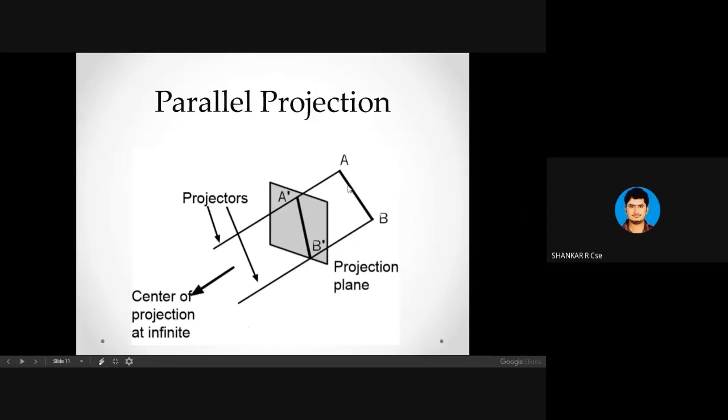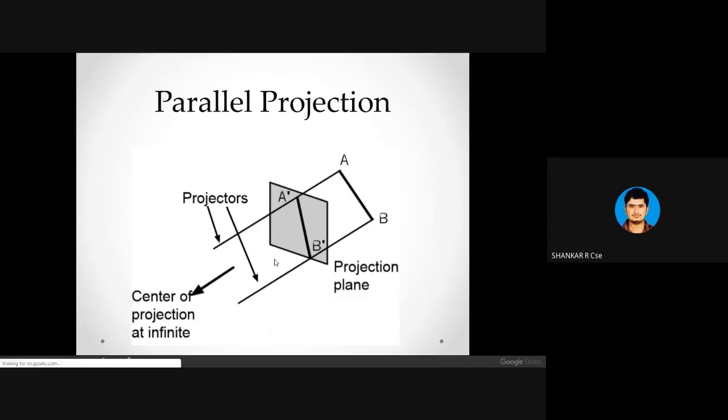Now, there is this AB, and this is the viewpoint, and this is what you need to see now. And these are the projectors. Now, projectors are always parallel to the plane. Now, A dash B dash is what I see. AB is the object. A dash B dash is what I see on my screen. So the projectors are always parallel to each other. In other words, projectors are perpendicular to the plane. If they are perpendicular to the plane, then only I can say projectors are parallel.